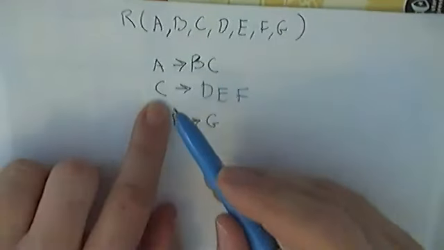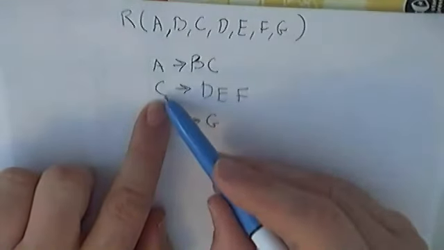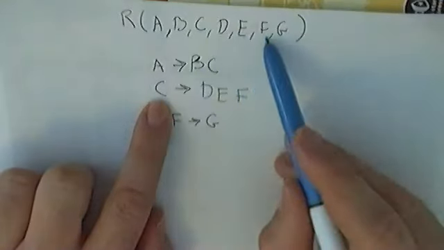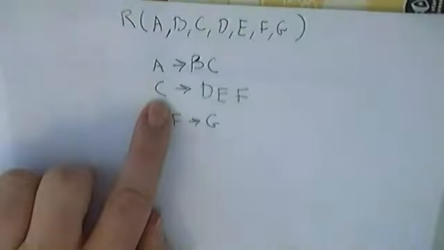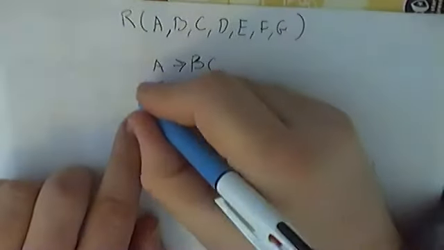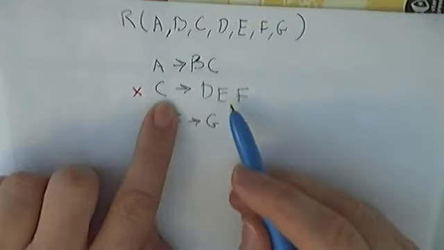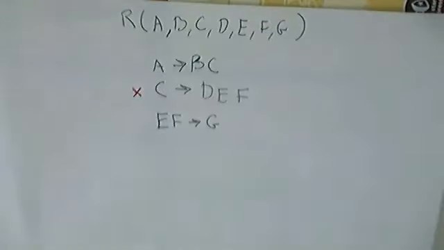Great. Now, is C a superkey of this relation? Well, with C, I can get DEF, and then I can get G, but I don't seem to be able to go around and get A and D again. All right, so this guy's a problem. Okay, this guy's a problem.